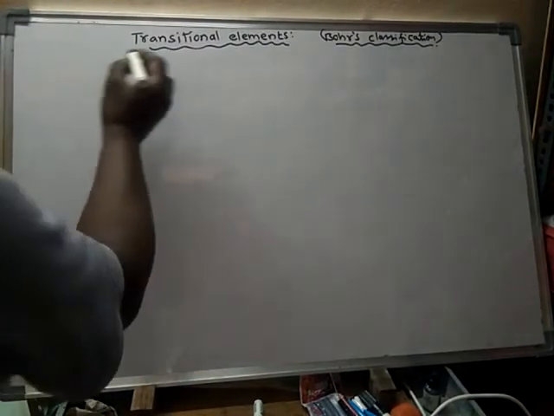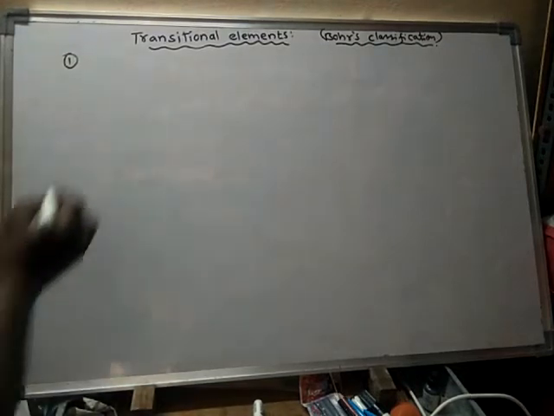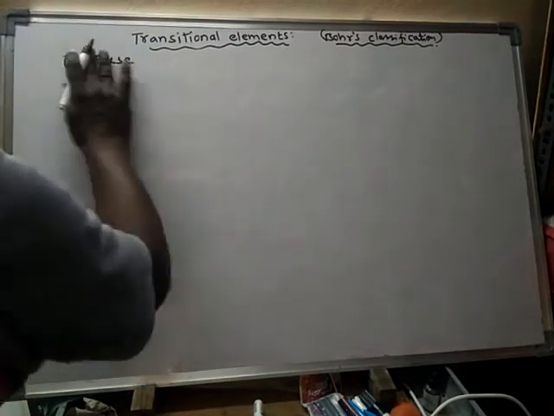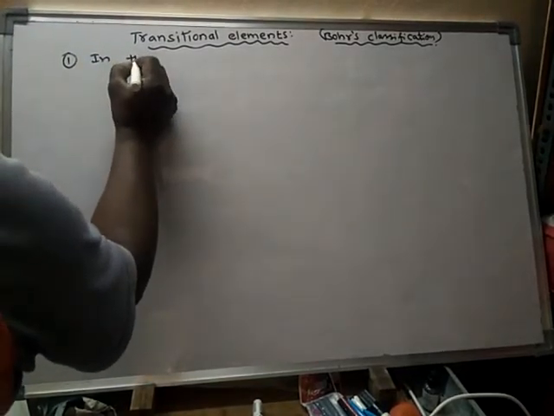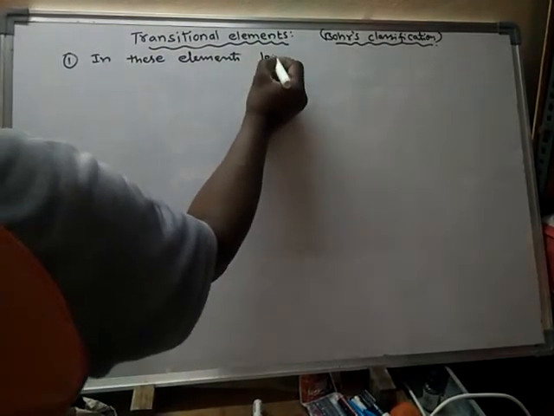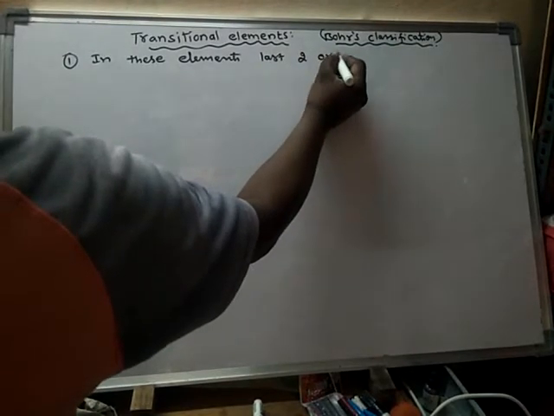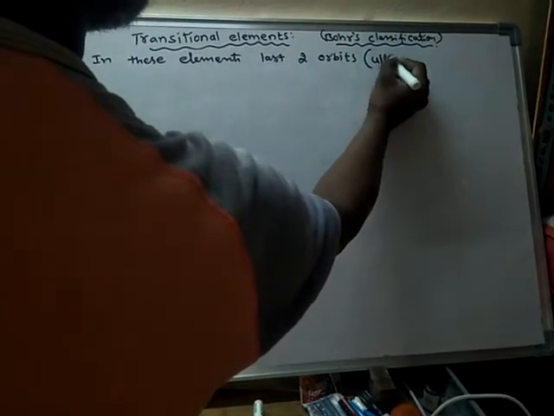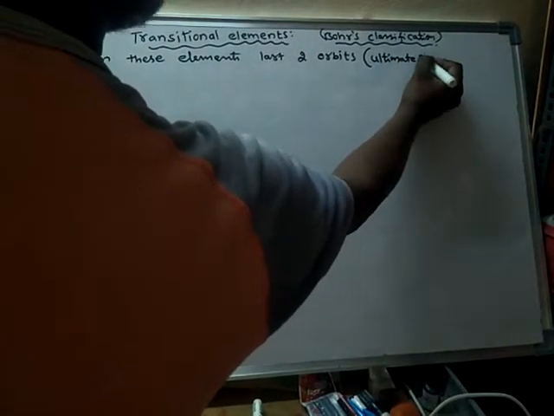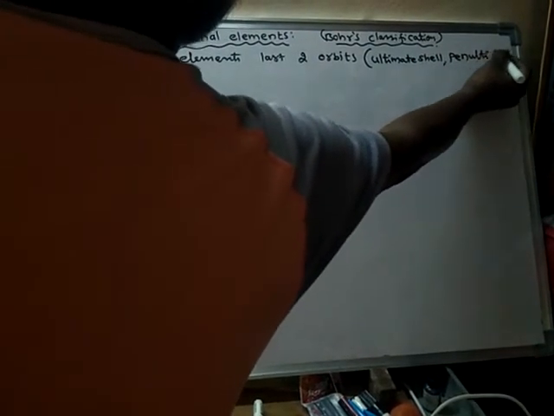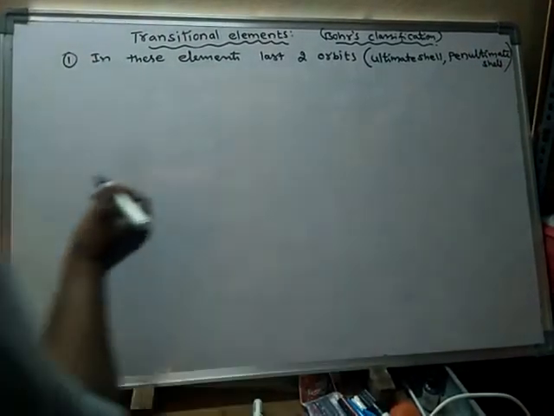These are the elements in which the last two orbits, what are the last two orbits? The ultimate shell, that means the outermost shell, and the penultimate shell. Ultimate shell and penultimate shell.